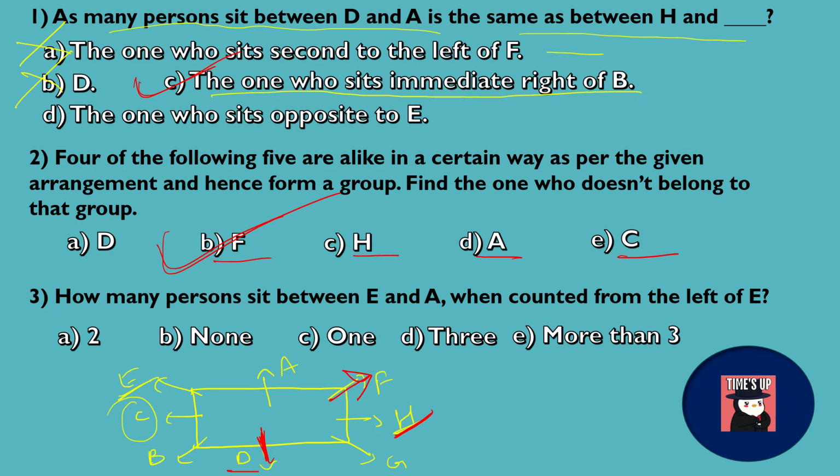Left of E, how many persons are between E and A when you count from left of E? 1, 2, 3, 4, 5, 6. 6 persons will be there. So it will be more than 3.